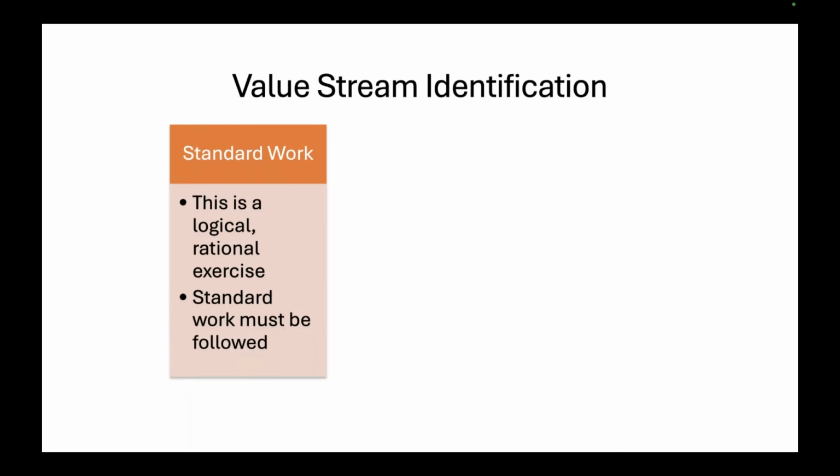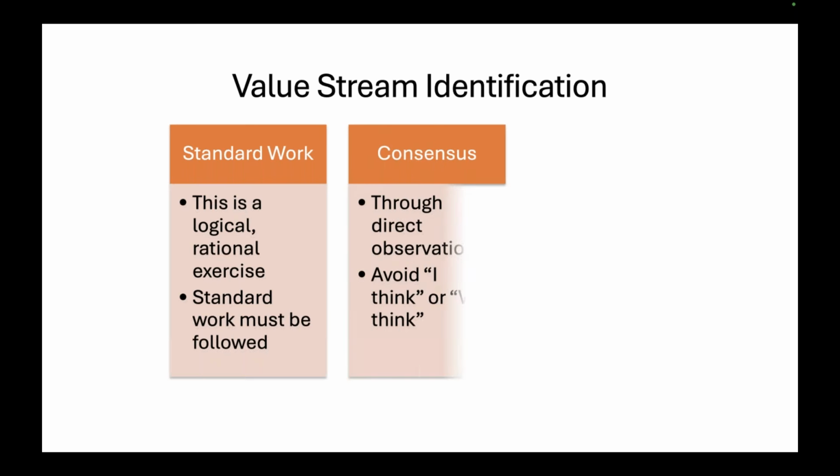So identifying value streams is a logical, rational exercise. There's standard work that is out there and it should be followed. Don't try to do it your own way. You want to get consensus through direct observation. You've got to go out there and walk to understand your value streams. You want to avoid "I think" or "we know," or "we've got this down."